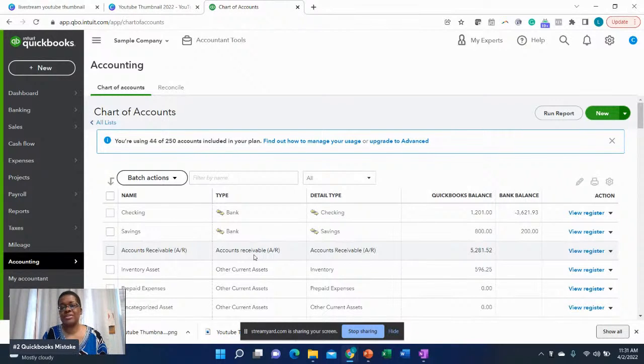So hopefully you find this information helpful. Your homework for this week: go check out your chart of accounts to do a quick audit. If there are accounts that need to be inactive because you're no longer using them, make them inactive. Just do a quick review. It's always helpful to do a review of your chart of accounts on an annual basis.